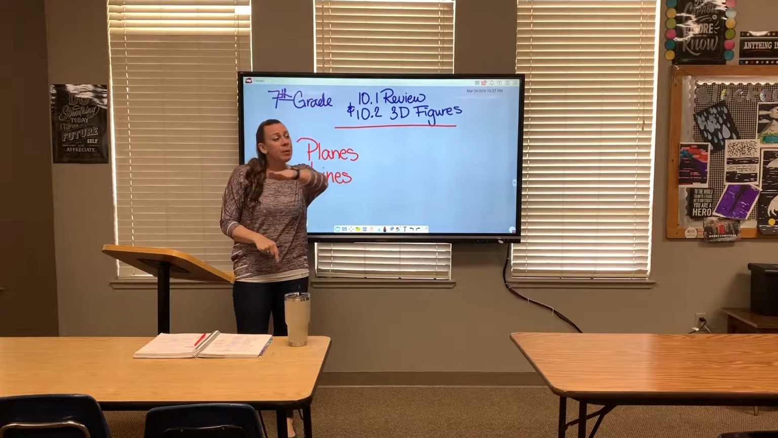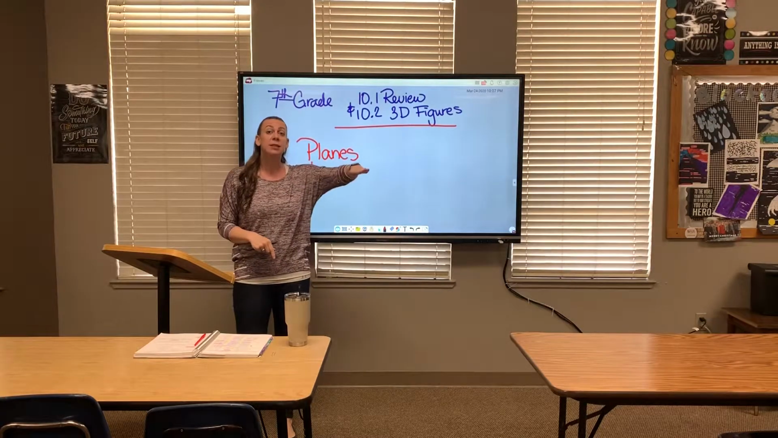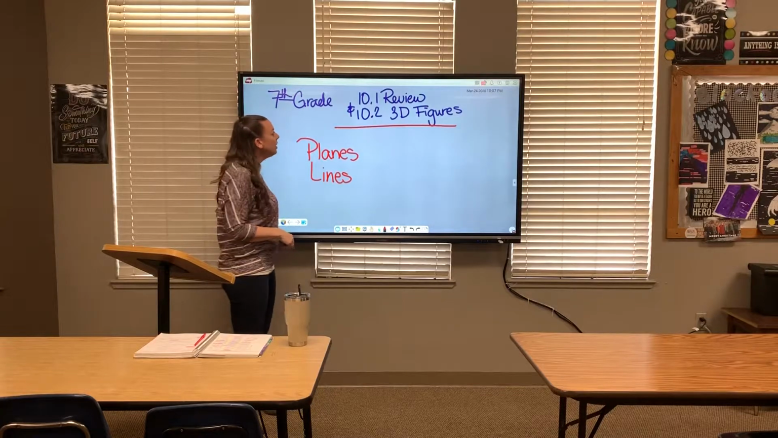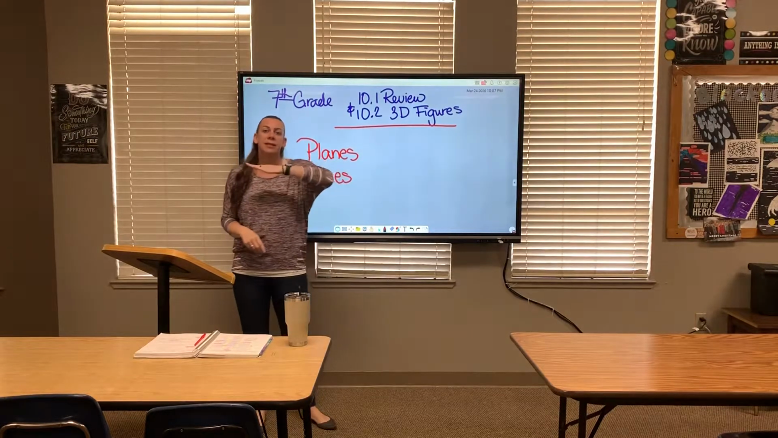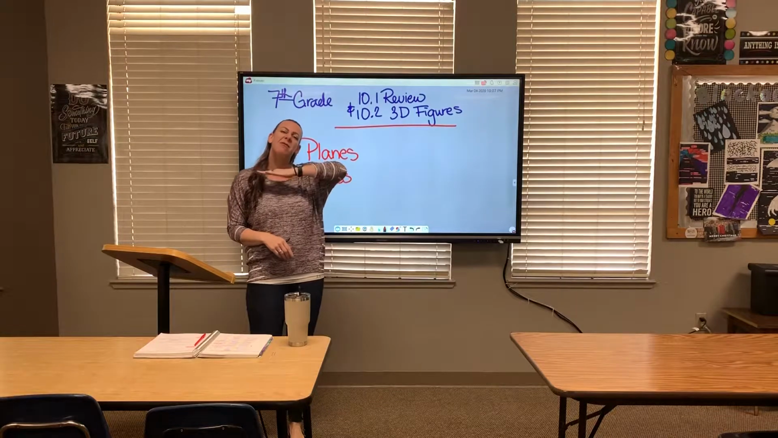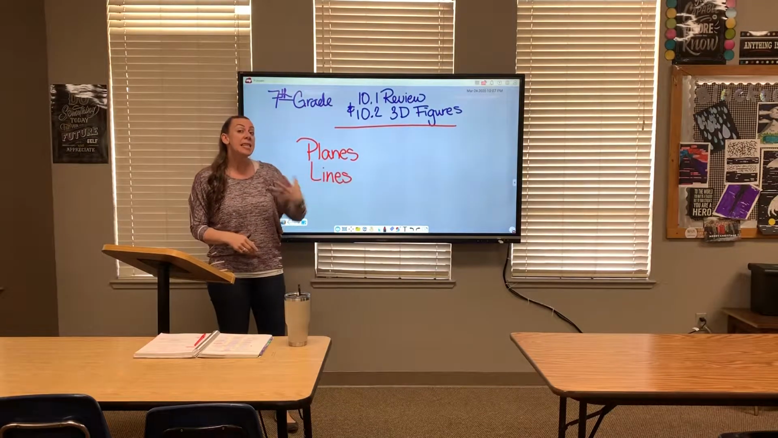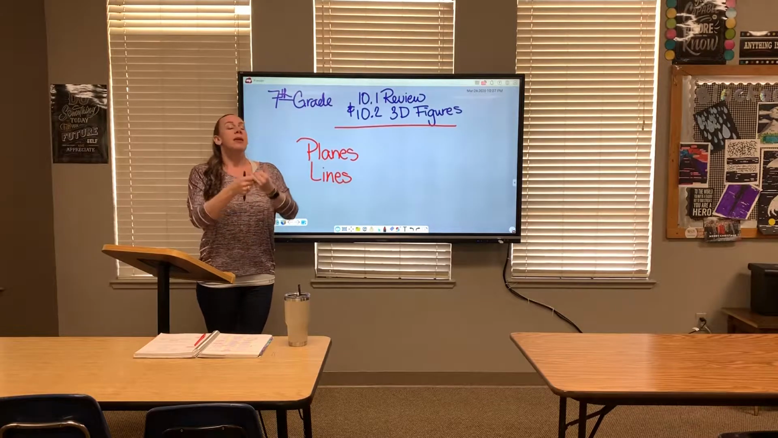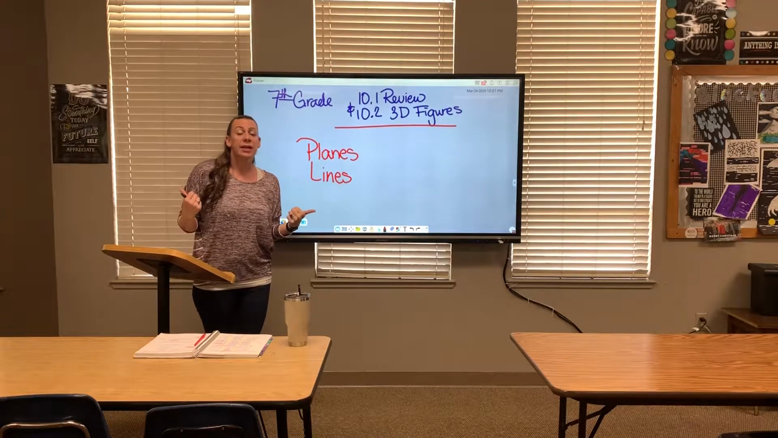And then there's another plane, a flat surface, that is labeled C, and that one is blue. So this right here would be a plane. The tabletop would be a plane, any flat surface, okay? And then you actually have lines. I know you know what lines are, that they go on forever. That's why we have arrows on the end of them.